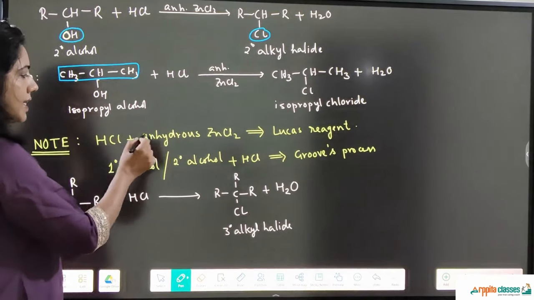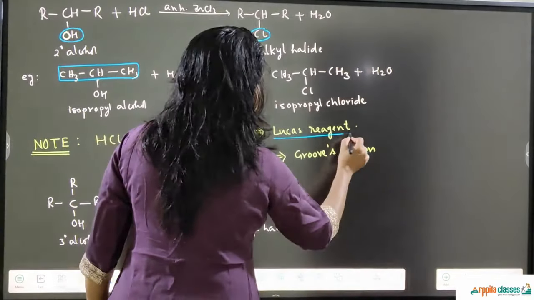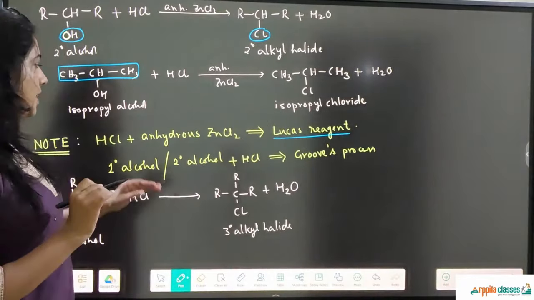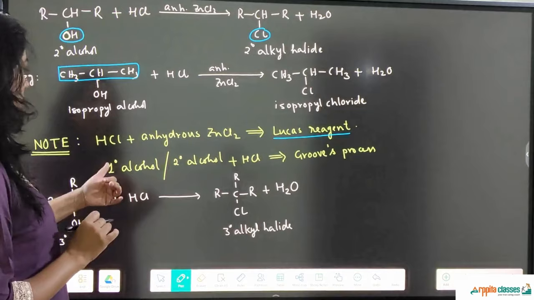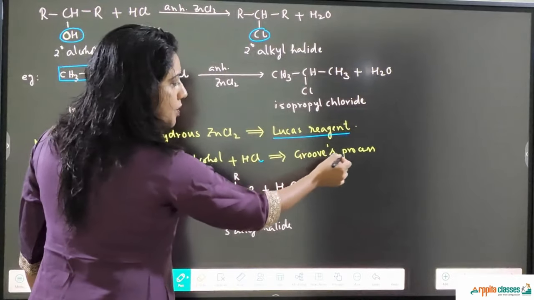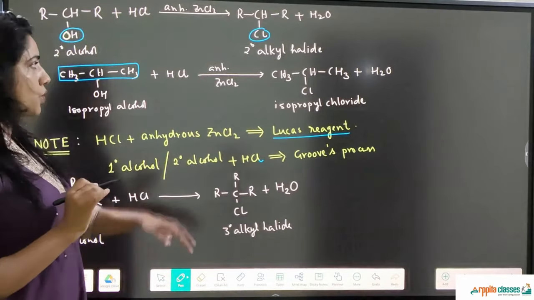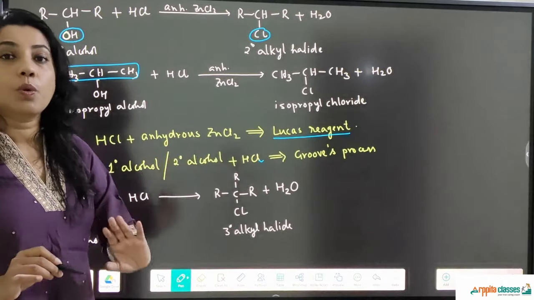Now here HCl and anhydrous ZnCl2, this mixture is called Lucas reagent. Very important. The mixture of HCl and anhydrous ZnCl2 is known as Lucas reagent. 1 degree alcohol and 2 degree alcohol plus HCl, this process is called Groove's process. So till now, whatever examples we have taken, this process is called Groove's process.